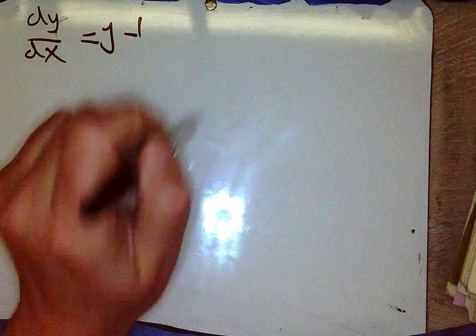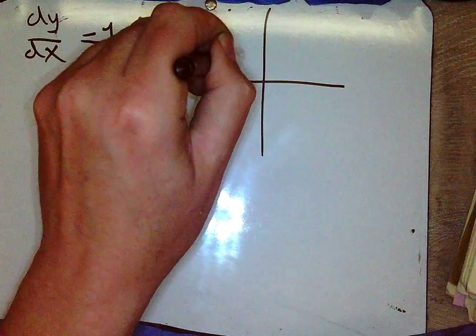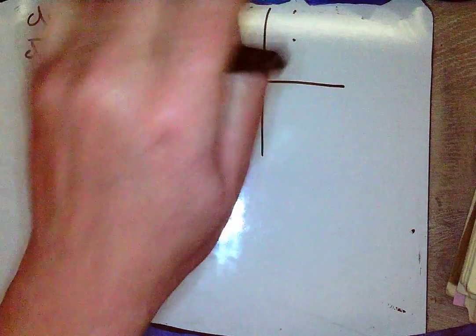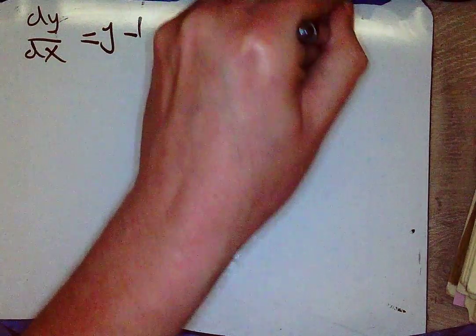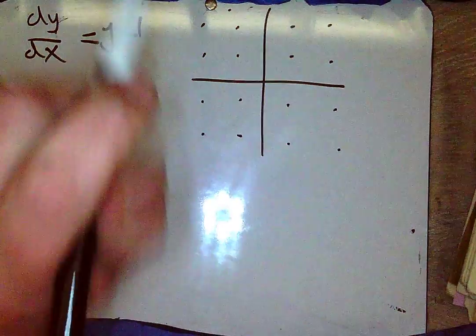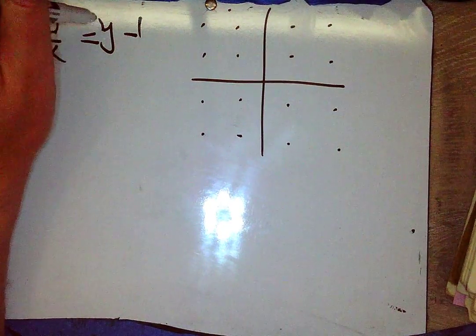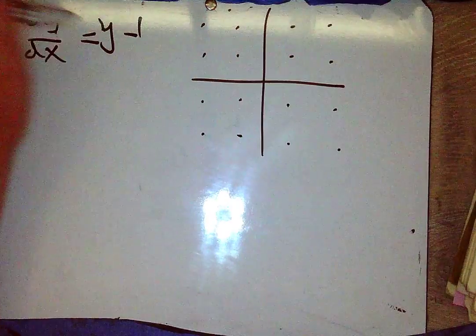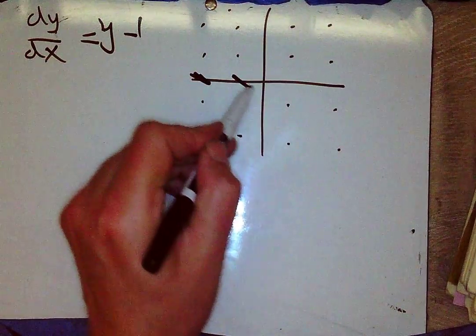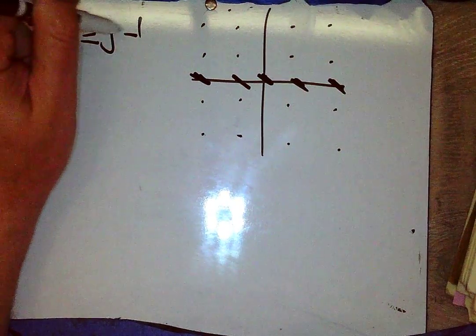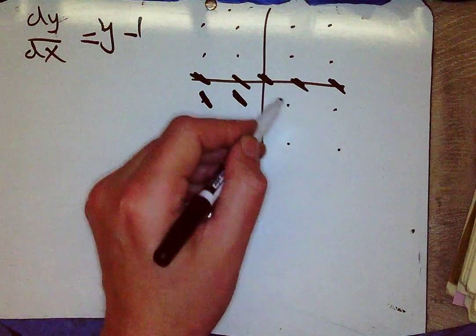Hey, look, another slope field problem. This time dy dx equals y minus 1. There's no place for x's here, there's just y's. If I plug in y equal to 0, I get dy dx is negative 1. So here's y equals 0. If I put in y equals negative 1, I get negative 1 minus 1 is negative 2, so that's a little steeper.